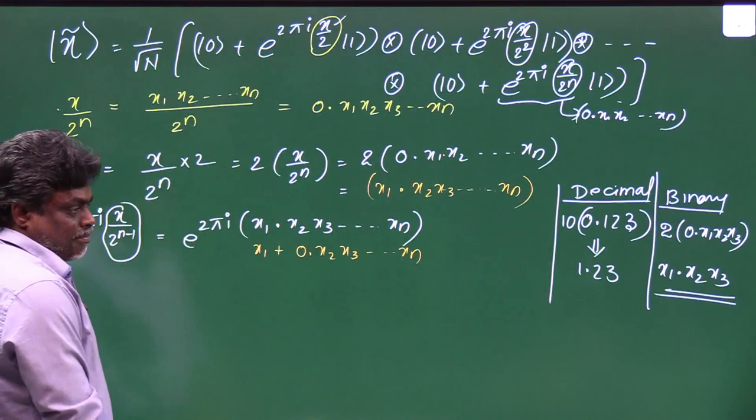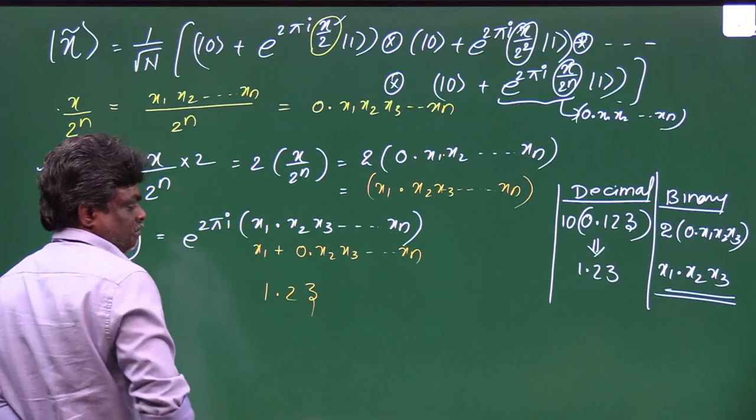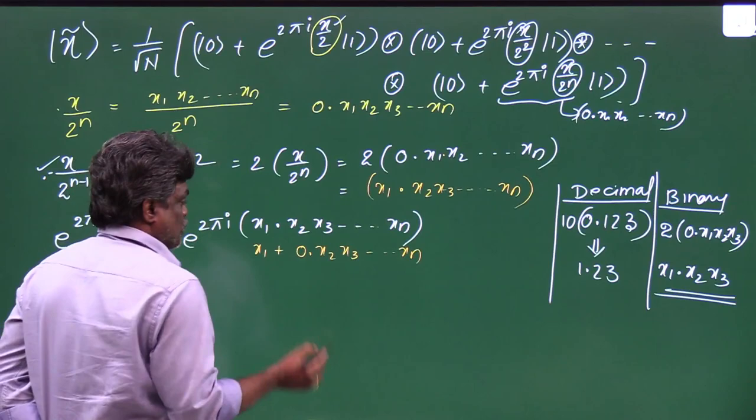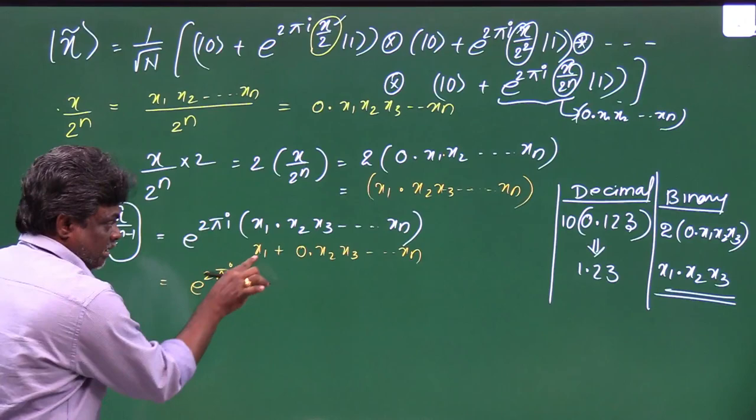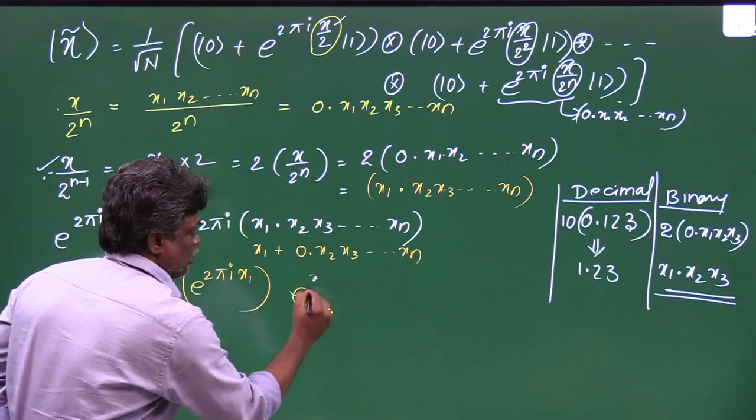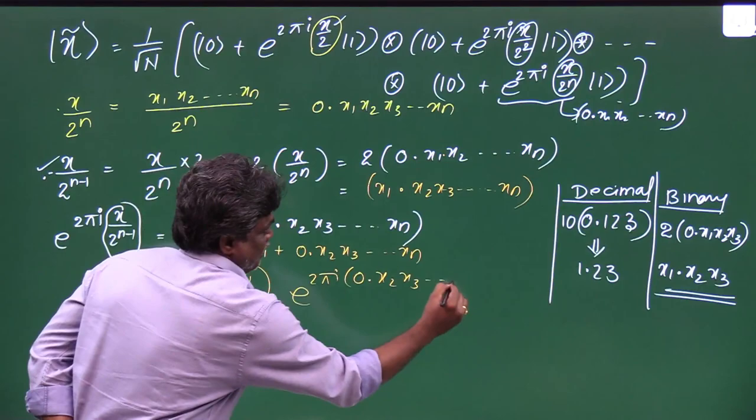Because it is x1 plus... Yeah. For example, you have 1.23. Write it as 1 plus 0.23. Okay, right. So now please split it. E raised to 2 pi I into x1, into e to the power of 2 pi I into point x2 and so on.